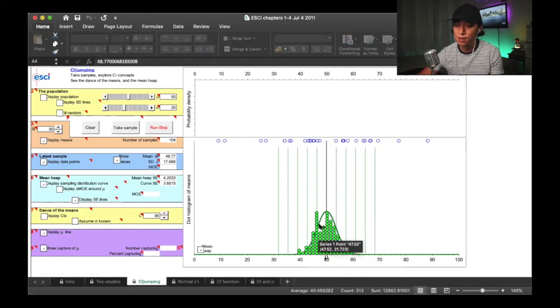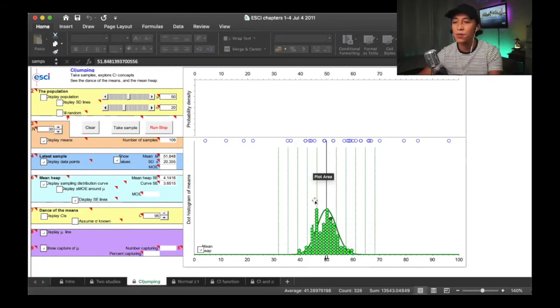So nag-accumulate yung mga means. All right, stop na natin. So this, what you're seeing right now, this is what is referred to as a sampling distribution.